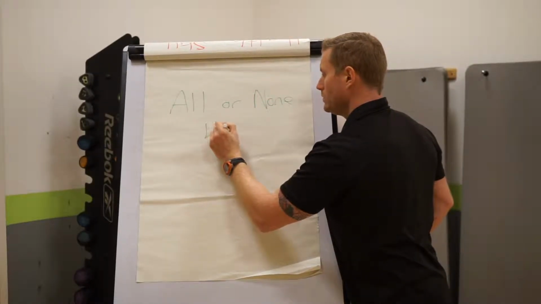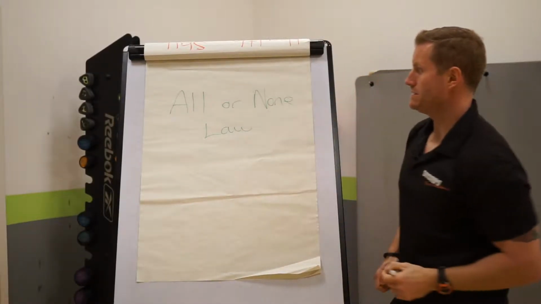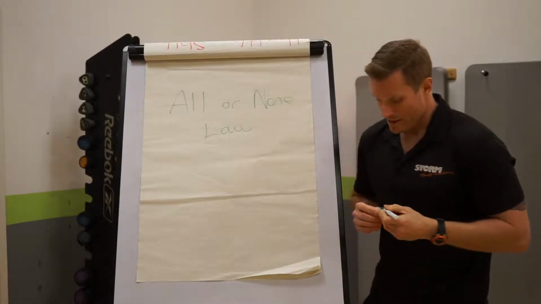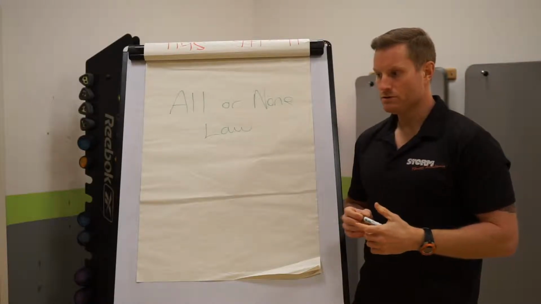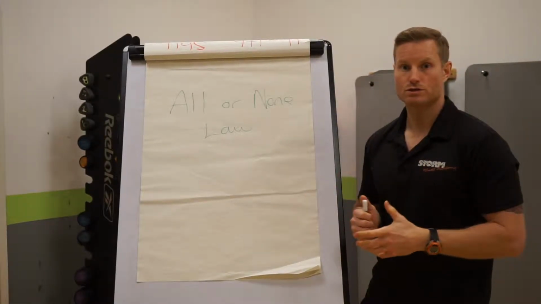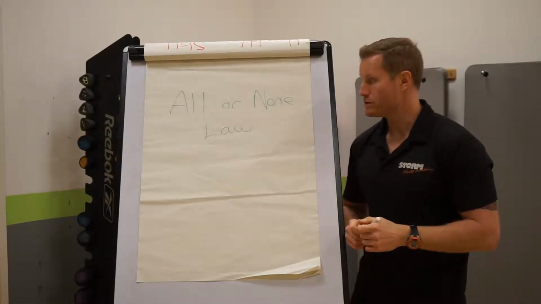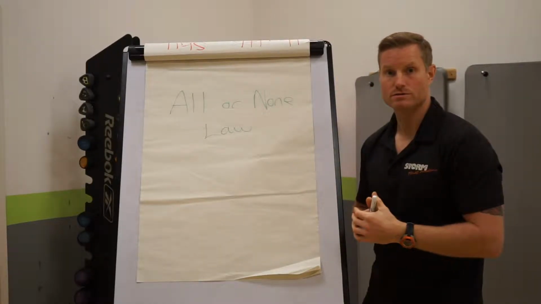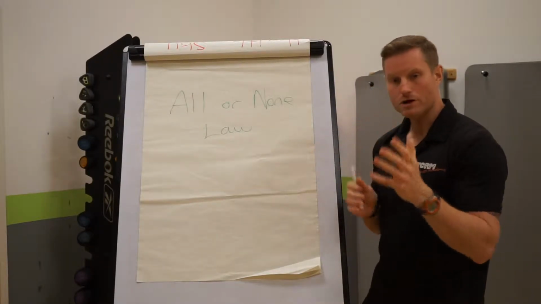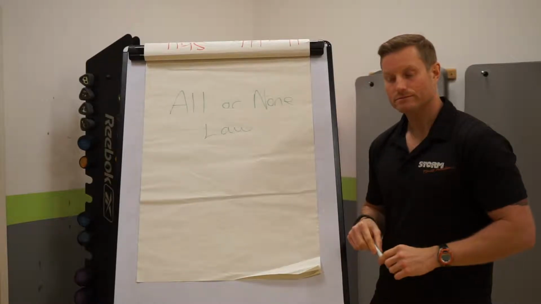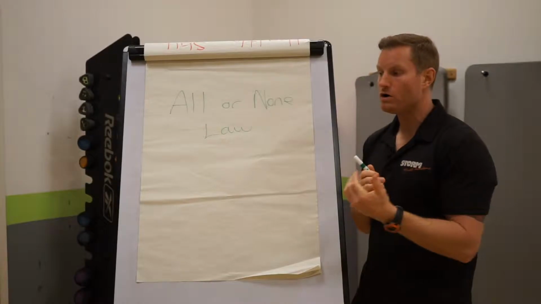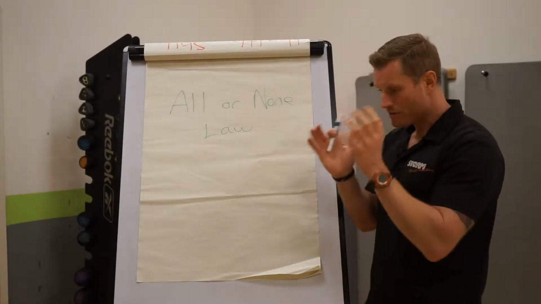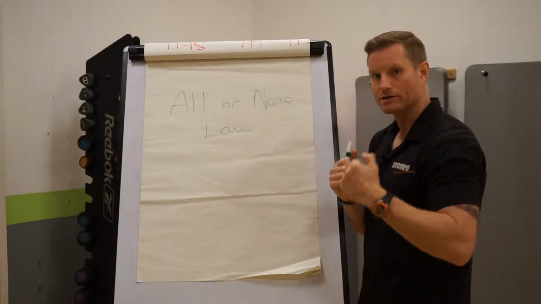Now, the all or none law is exactly what it says. It's all or none. Now, what this basically means is, if you're wanting to produce a lot of force, then we recruit lots of muscle fibers to do that job. Now, of all the fibers that contract, they all do it fully. There's no partial contraction. So when we tell a fiber to contract, it does a full contraction.